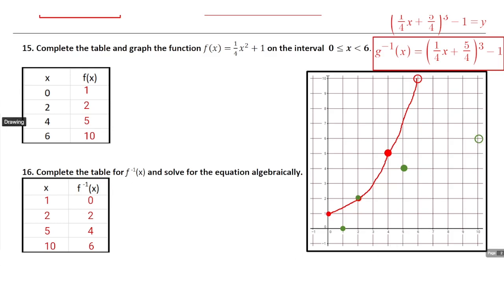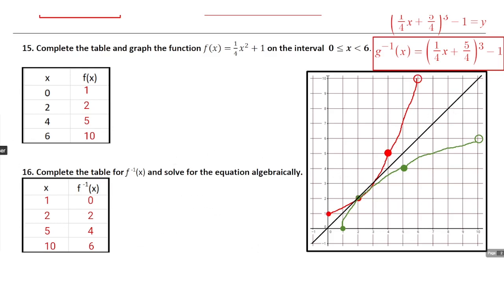We should have a perfect reflection of the original function over the line y equals x. I'll do a quick sketch of that just so you can see. The line y equals x is this 45-degree line. It goes basically something like this, right? Now, you can see how the red graph here is the mirror image of the green graph. So we can rest assured that we graphed this correctly.